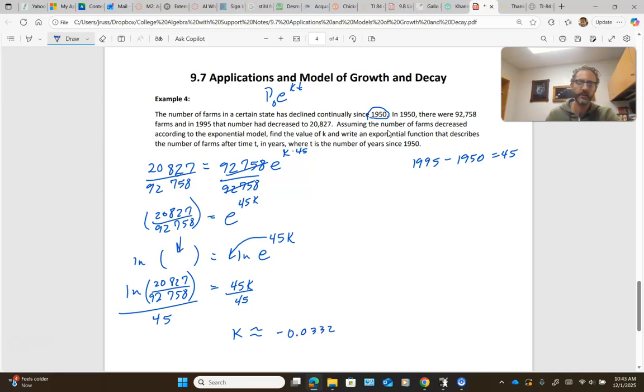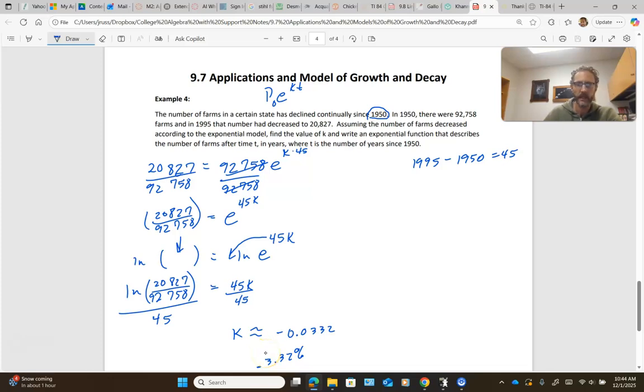Now, if they ever asked you to explicitly state the value of k as a percentage, you would multiply by 100, so this would be roughly 3.32%, okay, or negative. That would be the rate of decay. If they just ask you for the rate of decay as a percentage, you just put 3.32, because the word decay implies that it's a negative. Okay, so you wouldn't repeat the negative.